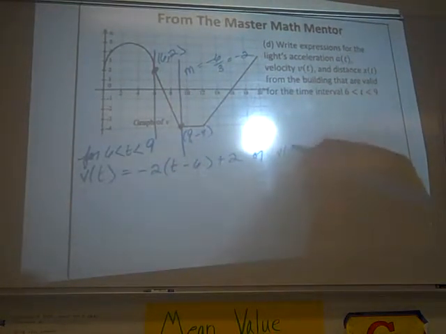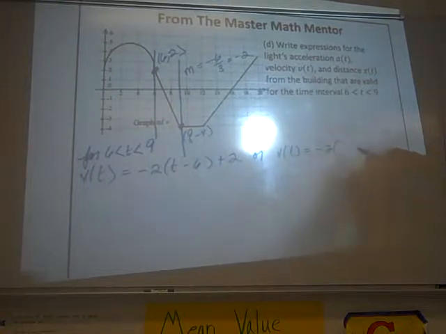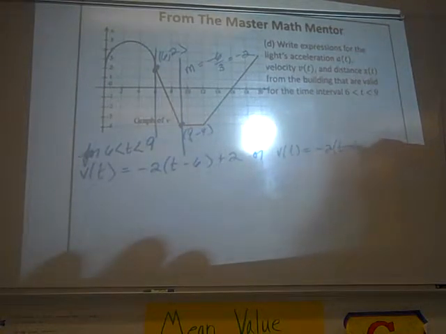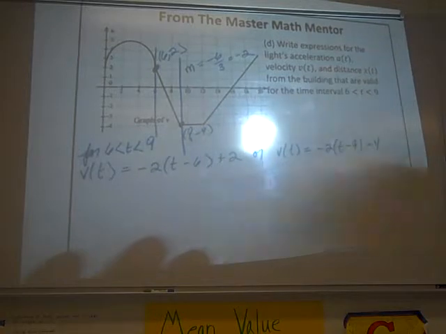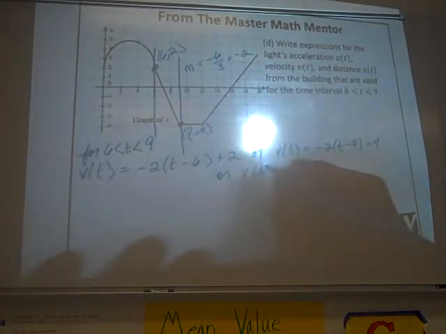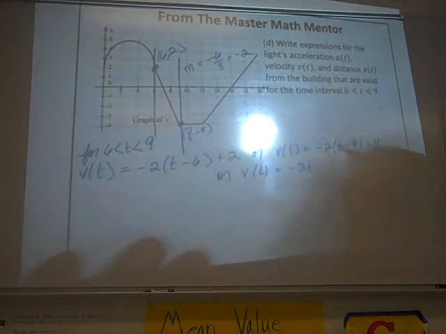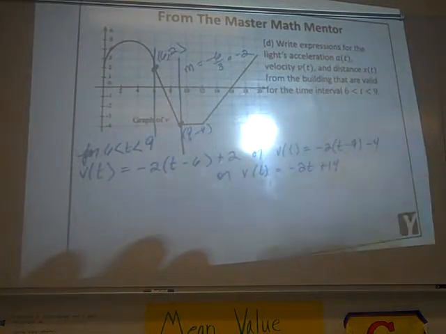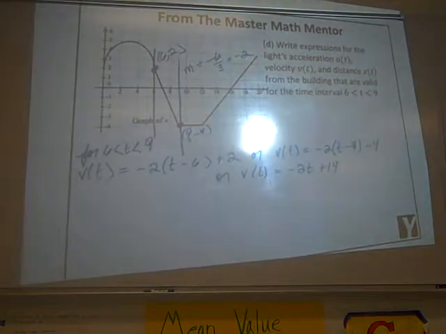Or, if you'd like, you could say that your velocity is -2(t - 9) - 4. Or, if you'd like, you could distribute that -2 and say it's -2t + 18 - 4, which is -2t + 14. It really doesn't matter. Any one of those are perfectly valid answers. Leave it alone.